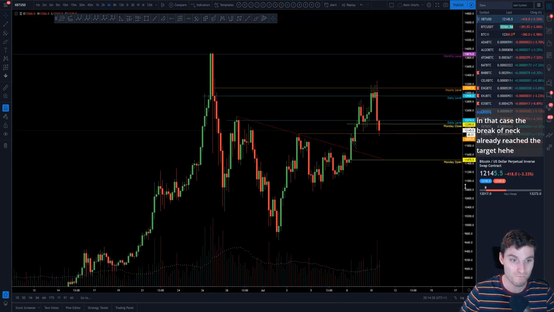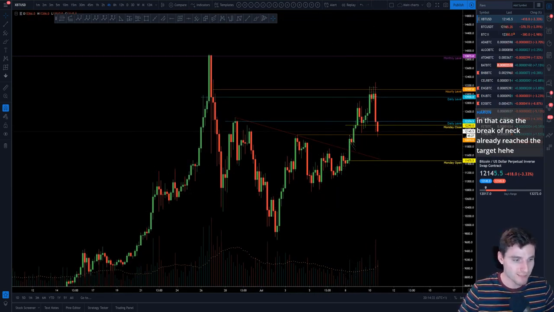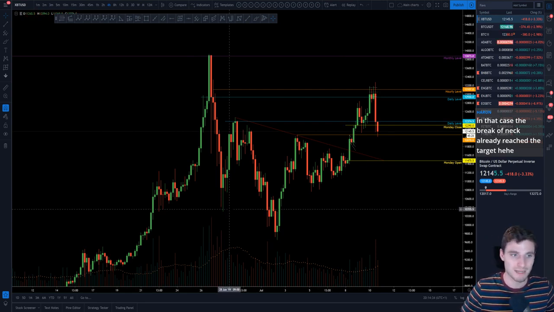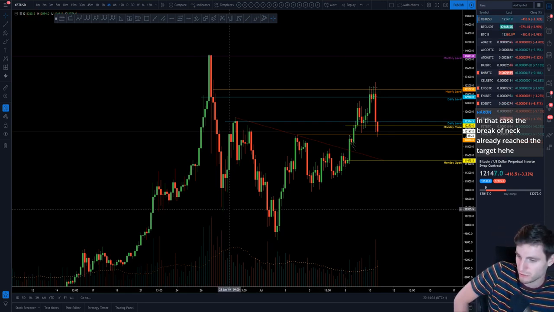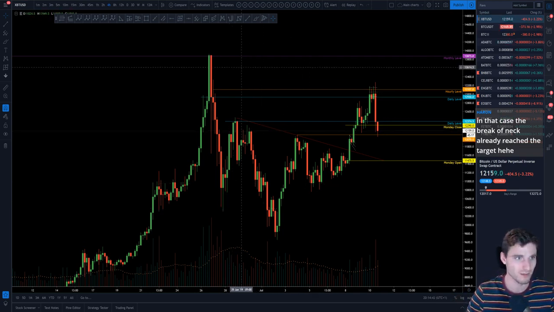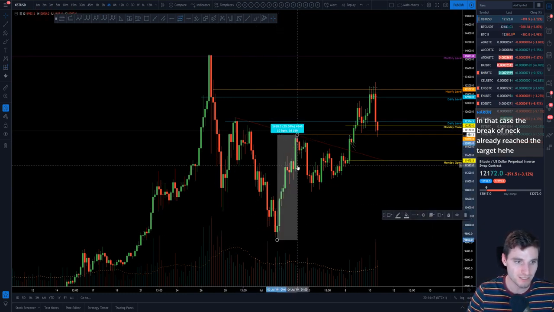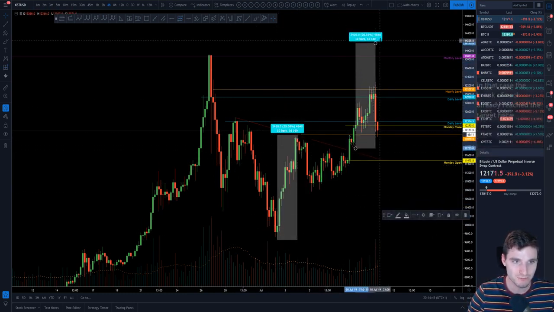So that's going through a good and a bad example of head and shoulders patterns and what you're looking for there. In that case, the break of the neckline already reached the target. This one actually doesn't reach target, by the way. If you were trading it as this, it was nowhere near target.